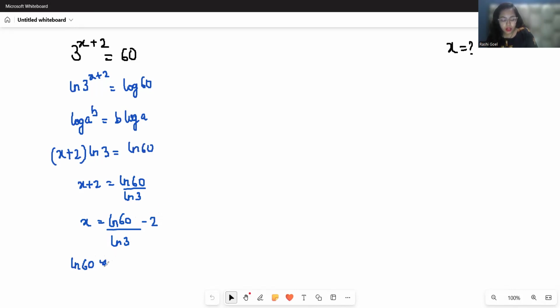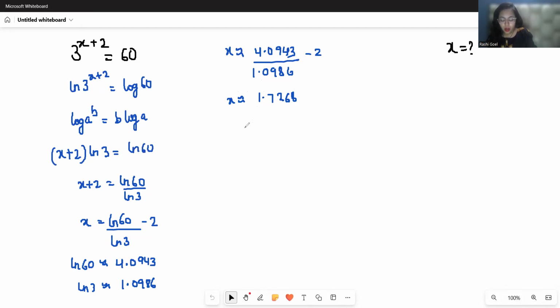Now substitute the values. The value of log 60 is approximately 4.0943 and log 3 is approximately 1.0986. So x is approximately 4.0943 divided by 1.0986 minus 2.